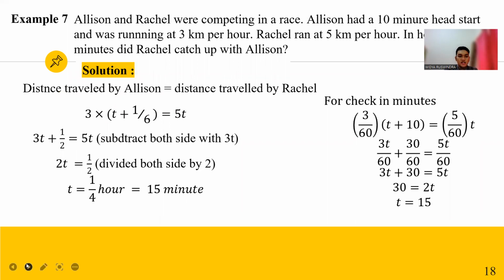And we get 3t plus 1 per 2 equals 5t. Subtract both sides by 3t, and we get 2t equals 1 per 2, and dividing both sides by 2, we get t equals 1 per 4 hour. This is 1 per 4 hour equals 15 minutes. That is the answer.